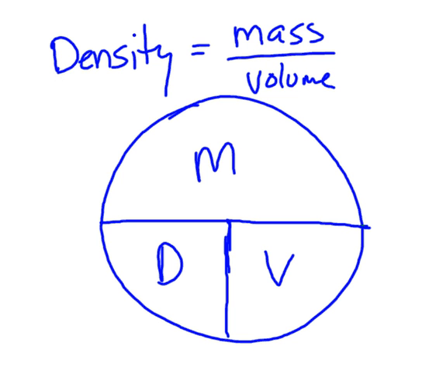If I wanted mass, then I would cover up the mass, and I'm left with density and volume next to each other, which would be multiplication. So if I want to solve for mass, I'm going to go volume times density. And then lastly, if I wanted to solve for volume, I would take the volume out, and then it would be mass divided by density would give me volume. Okay, just a little shortcut. I will have this up in the corner of our problems as we do them, so you guys know what direction we should go. All right.